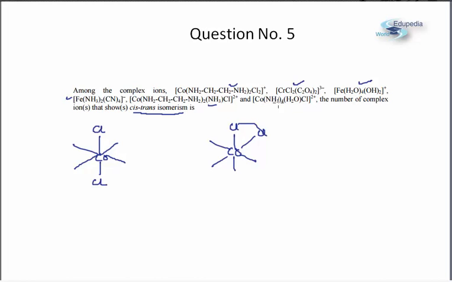And similarly, see, all 6 of them are almost the same. H2O, H2O and Cl can either be cis or trans with respect to each other. So all 6 of the complexes can show cis-trans isomerism. So the correct answer for this would be 6.